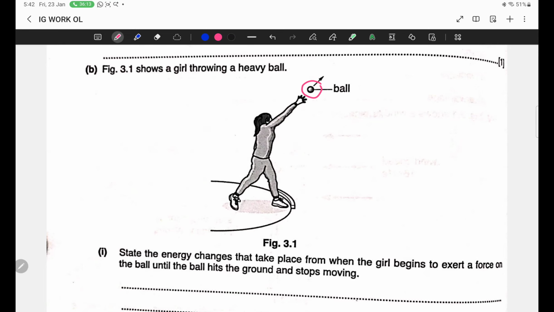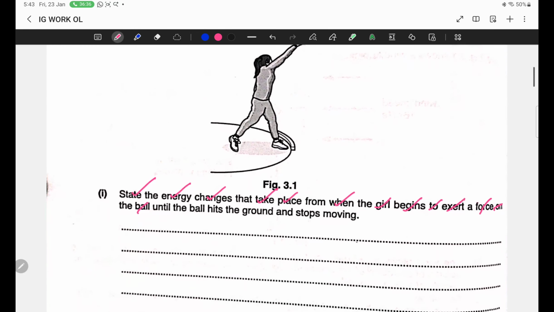This is a heavy ball. It is thrown in upward direction. And the question is: state the energy changes that take place when the girl begins to exert a force on the ball. Okay, the ball is thrown upward.